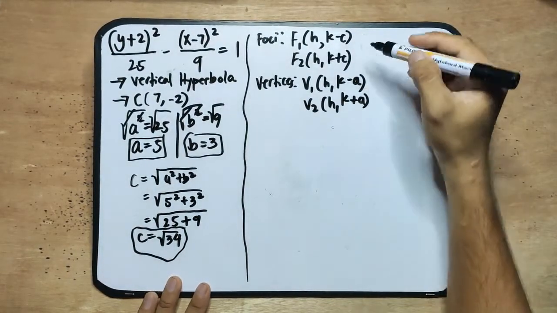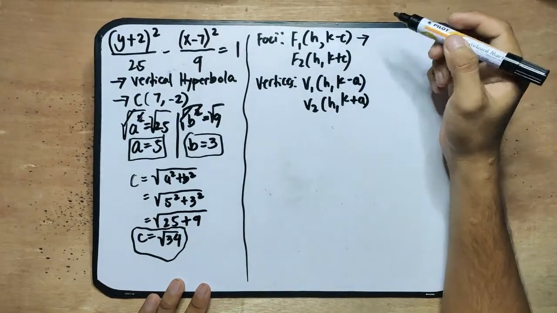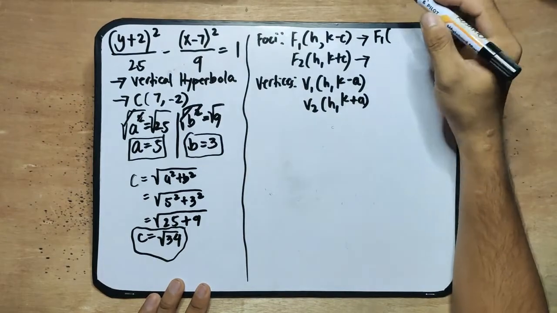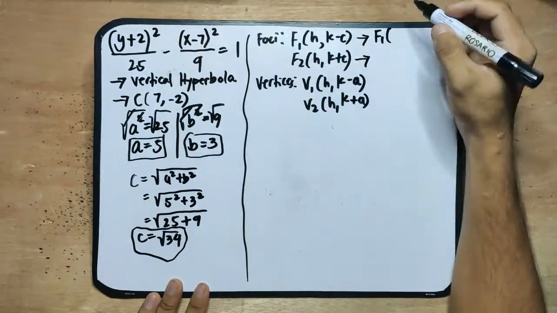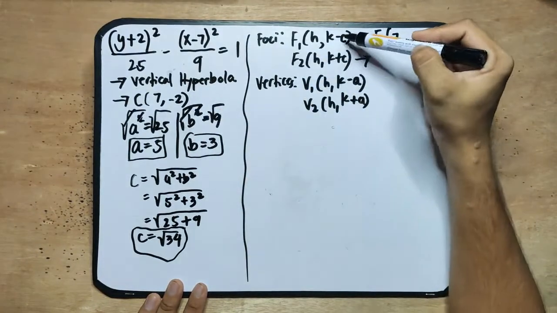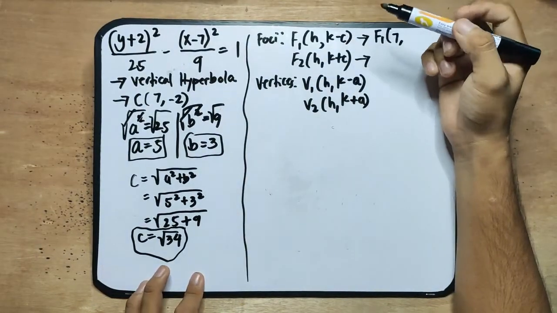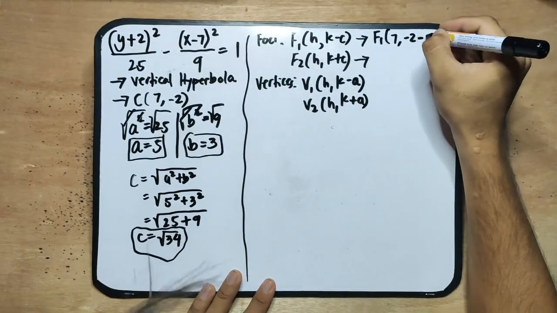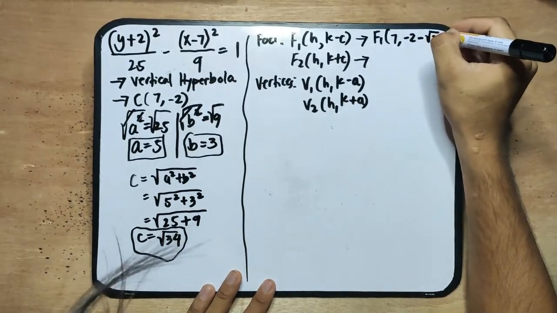So, substituting the values of h, k, and c here, therefore our foci will be, the value of h is 7, the value of k is negative 2 minus c, which is square root of 34. We have negative 2 minus square root of 34.